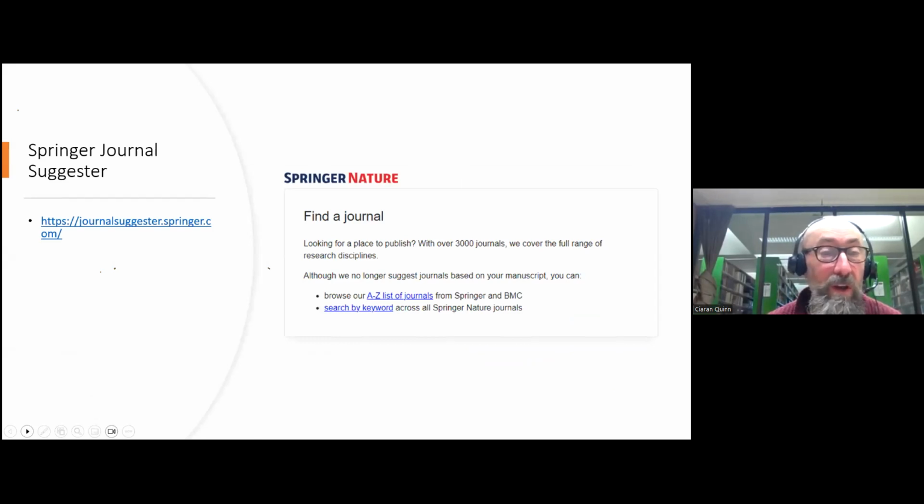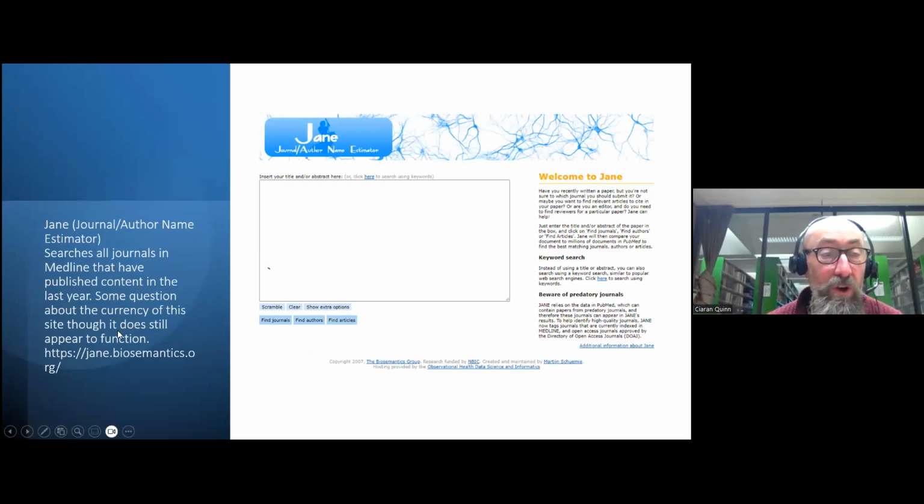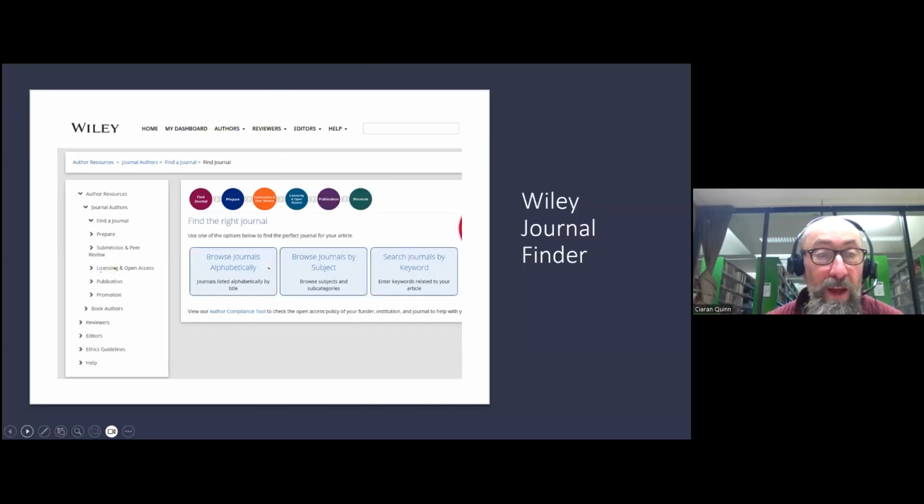Find a journal. Jane, the Journal Author Name Estimator, searches all the journals in Medline that have published content in the last year. Okay, there are questions around the currency, but it still seems to be quite good. And again, you can get suggestions there of where to publish. Wiley have one, Wiley Journal Finder.